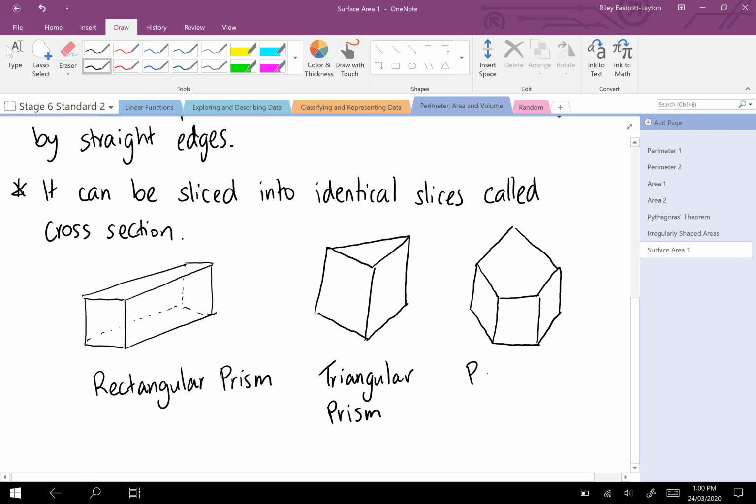Oh geez, pentagonal prism. All right, now I'll leave it like that, but just remember again, pentagons, top and bottom, but we're not limited to these prisms. Of course, we've got hexagonal prisms, octagonal prisms, and so on.